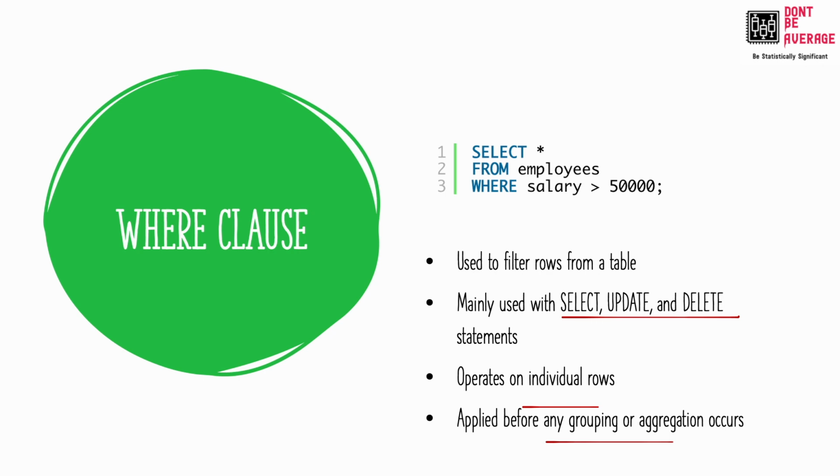Now let's see an example. In this example, the WHERE clause filters the rows from the employees table where the salary column is greater than 50,000. Now let's see how HAVING clause is different from this.